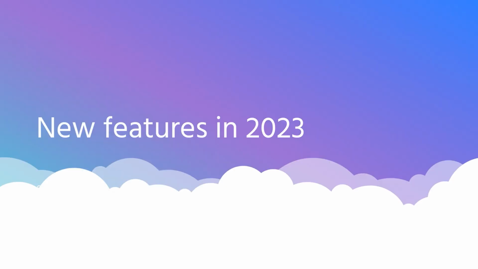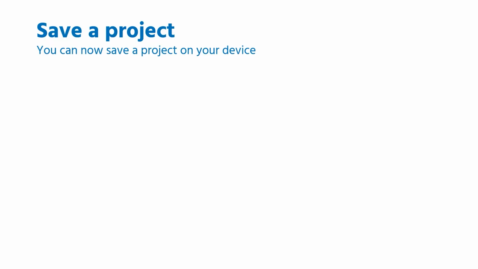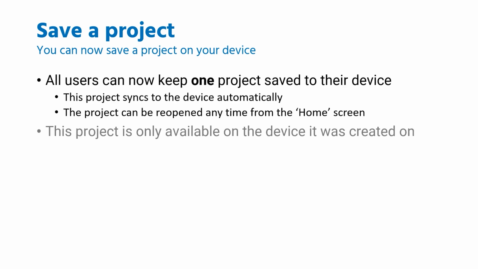Okay, so here are the new features we've added in 2023. Saving a project, this is a big one. By default, when you open StatsCloud, you have a temporary project and that project disappears when you close the app. Now, I know for a lot of people that's less than ideal because you don't want to lose your project, you want to keep it there. Previously, it was only pro users who were able to keep a project saved that they could return to later. But we've added in the option to save a project.